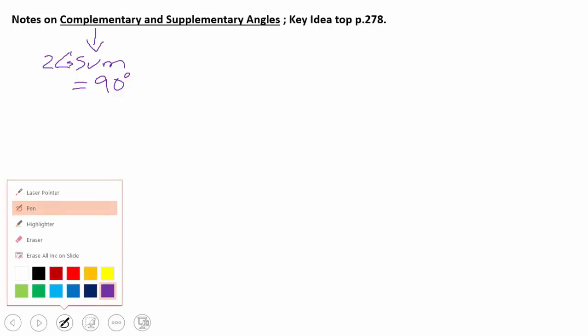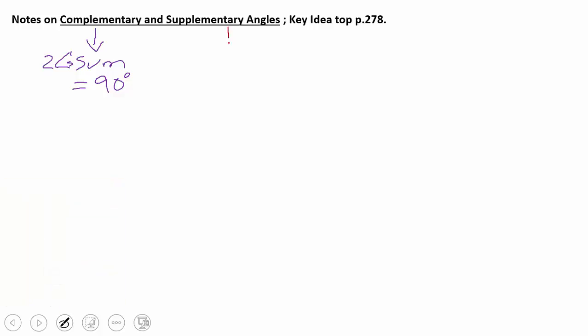And then we have supplementary angles. One angle is supplementary to another. They are both supplementary to each other if they have an angle sum equal to 180. You should also note that is a straight angle. So when you add those two together and they equal 180, you have formed a straight angle, or if they are already adjacent.